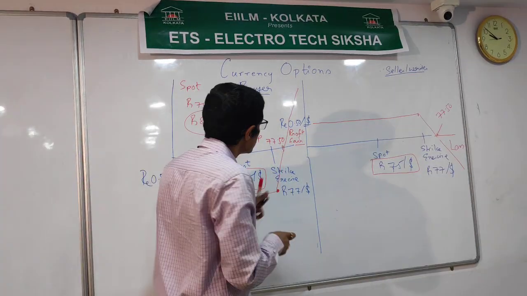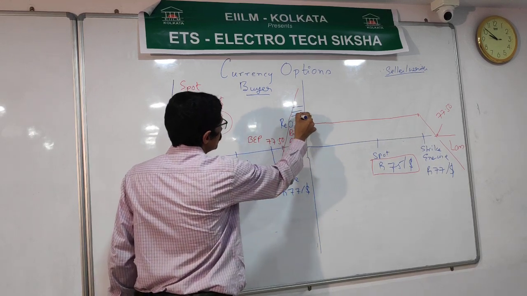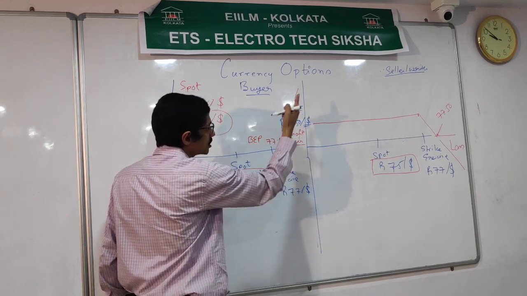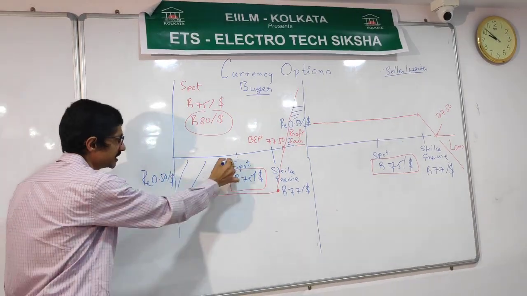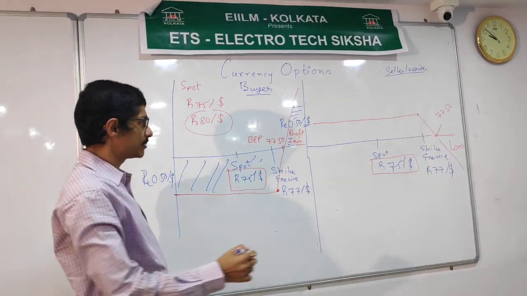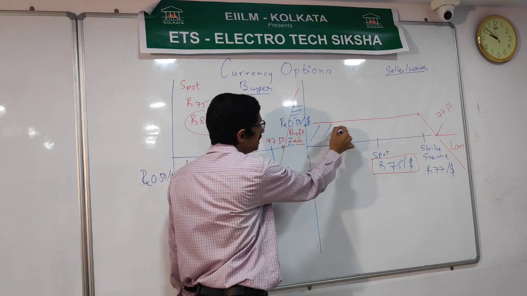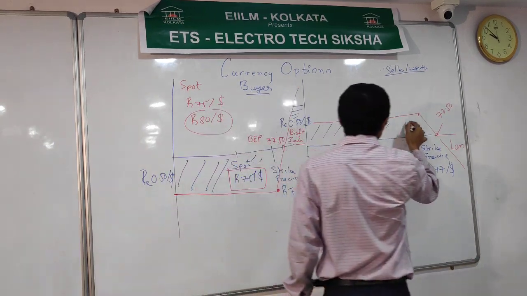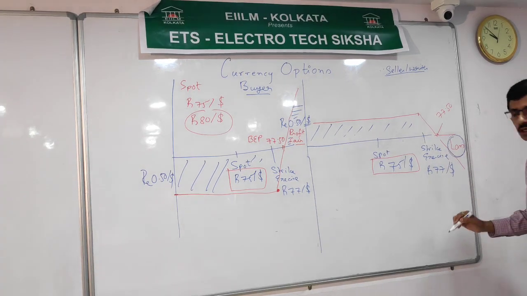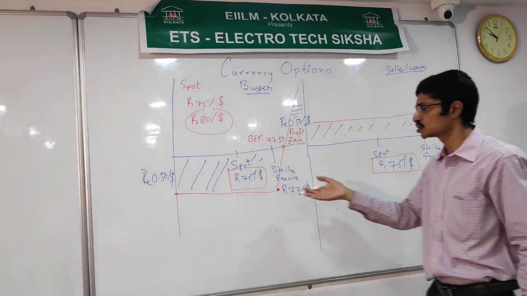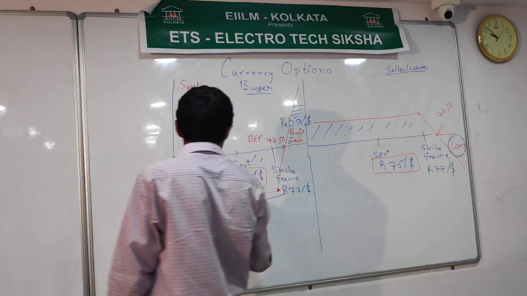So in the case of a call option, we can see that the buyer has unlimited gain but limited loss. The limited loss is only this particular premium amount. And what about the seller? The seller has only limited gain, restricted to this premium amount, but has an unlimited amount of loss.